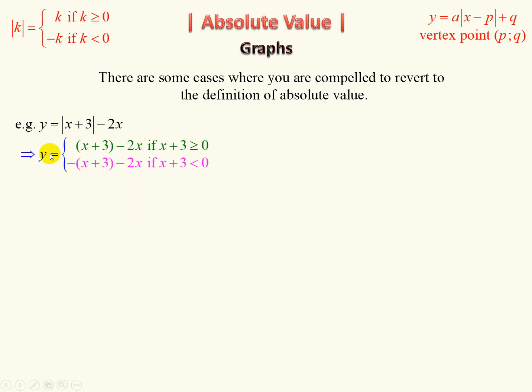So y equals. If x plus 3 is greater than or equal to 0, we have status quo. Brackets, but nothing else happens. When x plus 3, the content, is less than 0, we change the sign. Notice that's still negative 2x, negative 2x. That has nothing to do with it.